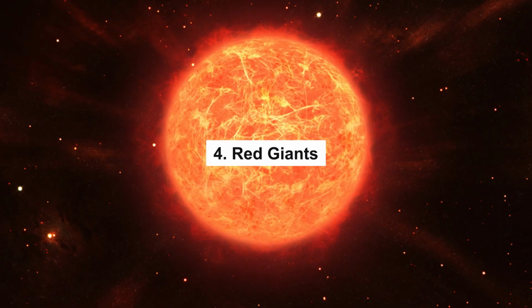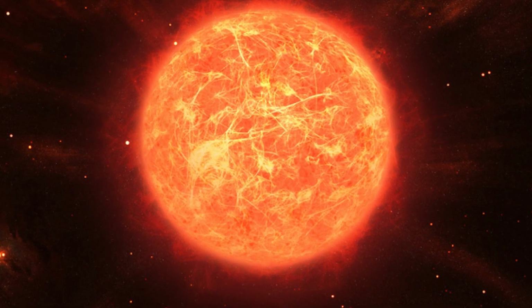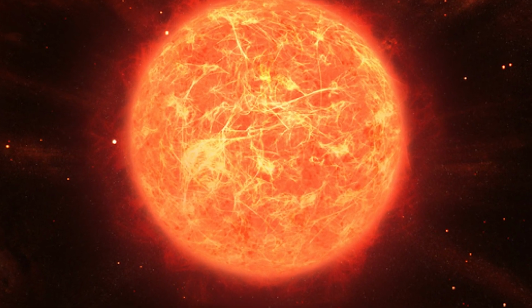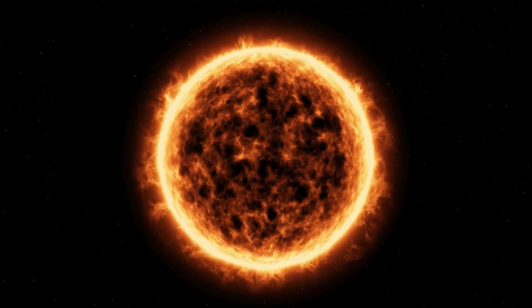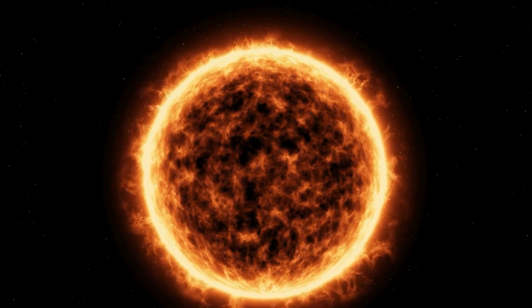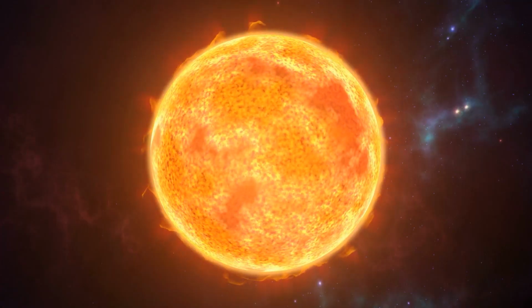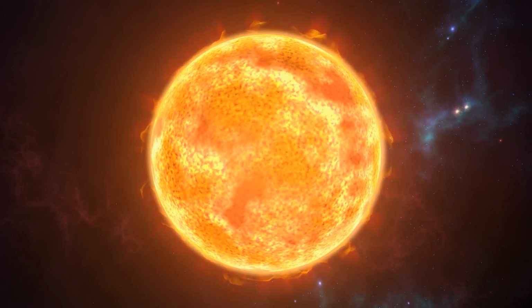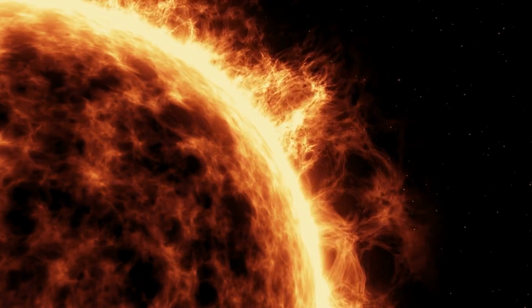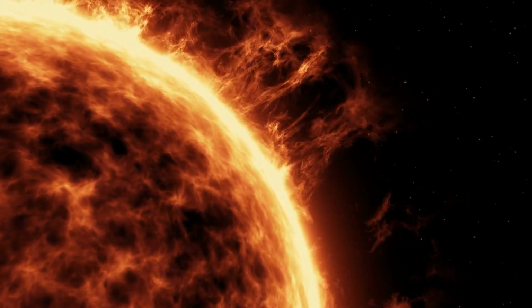4. Red giants. Because fusion energy is the only kind of energy capable of overcoming gravity's tendency to draw matter together. When a main sequence star with a mass less than 8 times that of the Sun runs out of hydrogen in its core, it begins to collapse. But the core's temperature and pressure are also raised as a result of the compression, and this causes the helium to begin to fuse with the carbon in the core, producing energy in the process.